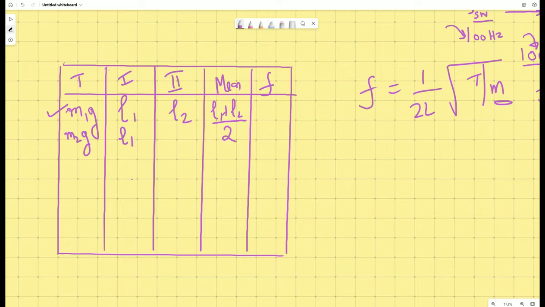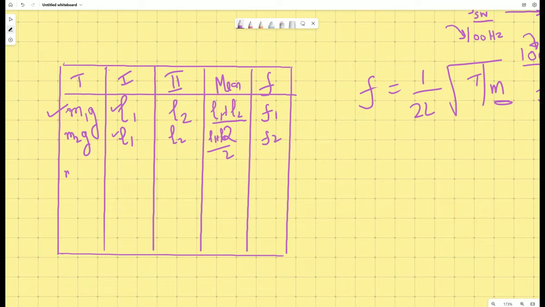Again, do the experiment. Stop the experiment, switch off the AC circuit, switch on the AC circuit. Do the experiment, again measure. Obviously, these are different readings. So this L1 and L1 are not the same. They are different now because the weight has changed, right? So the overall resonance length will change because the tension has changed. Now, take the L1 plus L2 mean, and again find the frequency. You find frequency 1 here, frequency 2.